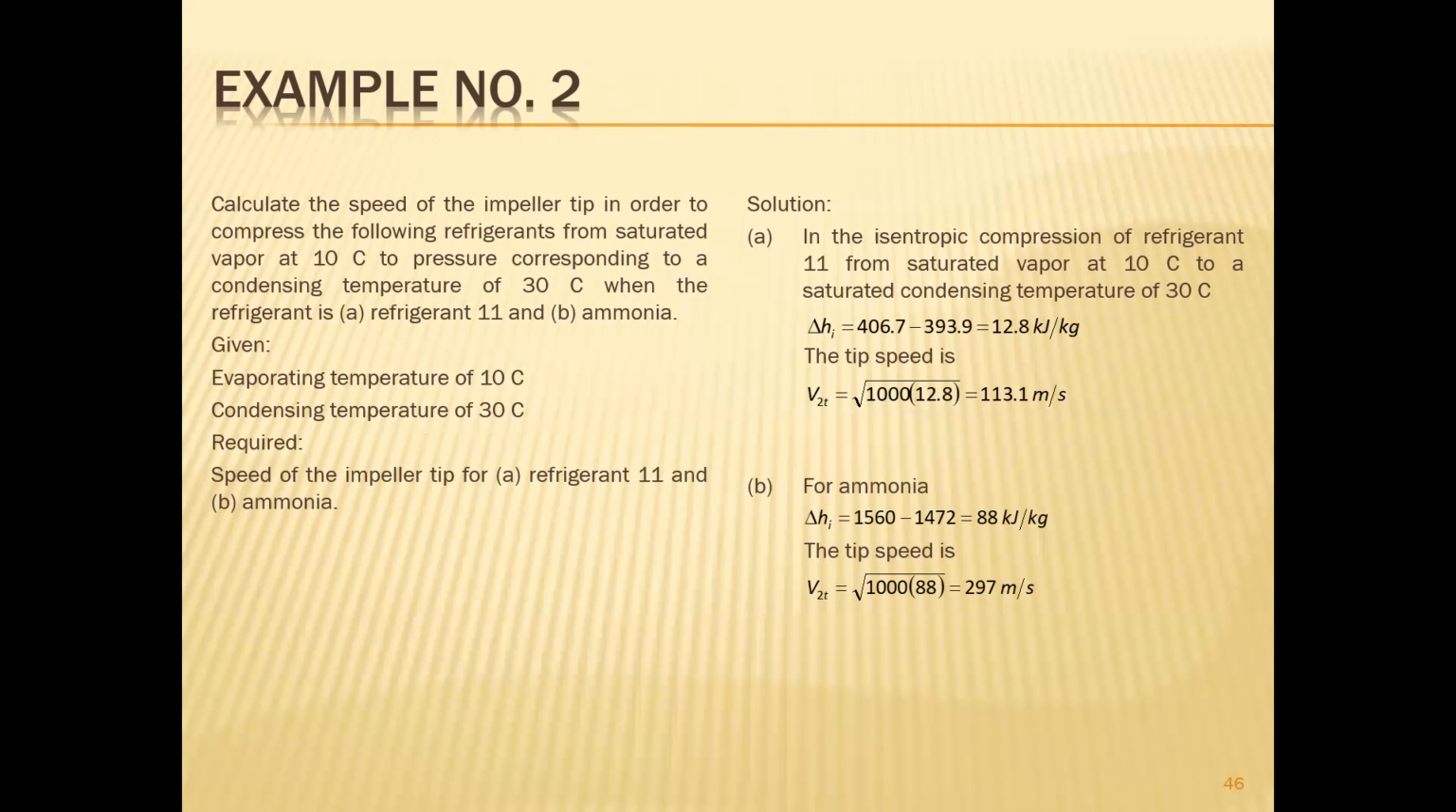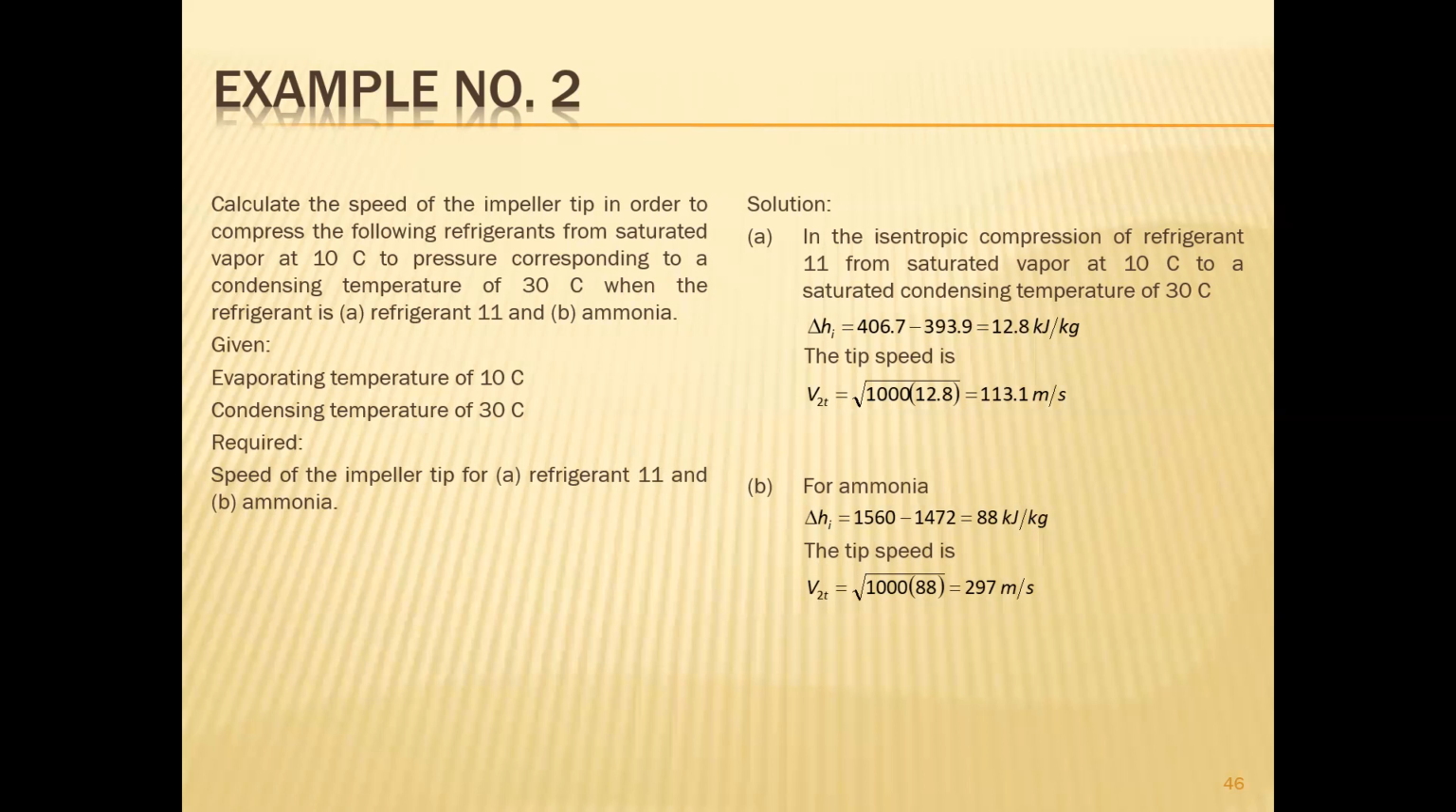So, the tip speed is V sub 2T is equal to the square root of 1,000 times 12.8 is 113.1 meter per second. Okay. So, check nyo yung paano pag-solve naman ito ng English units. May conversion doon. Kasi nga, BTU per pound yung ano mo doon, di ba? So, meron kang 778.16.